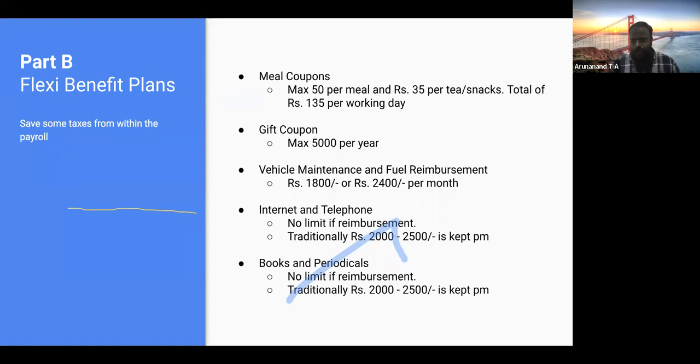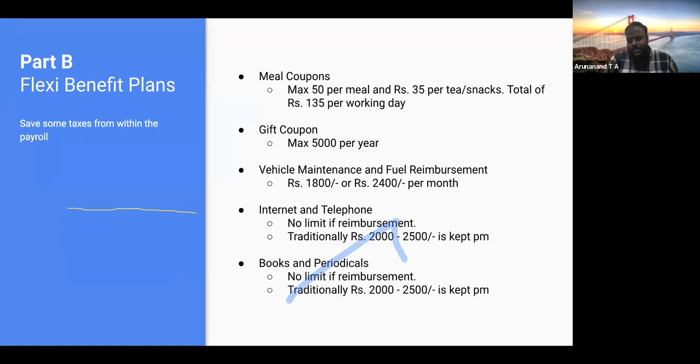And Sodexo is a very famous company. And these days we have Zeta, ZETA. Zeta is a very famous food card company. So they will give you a card, and every month the organization will recharge this card, and you can use this in restaurants, grocery shops, and wherever, whatever is related to food.